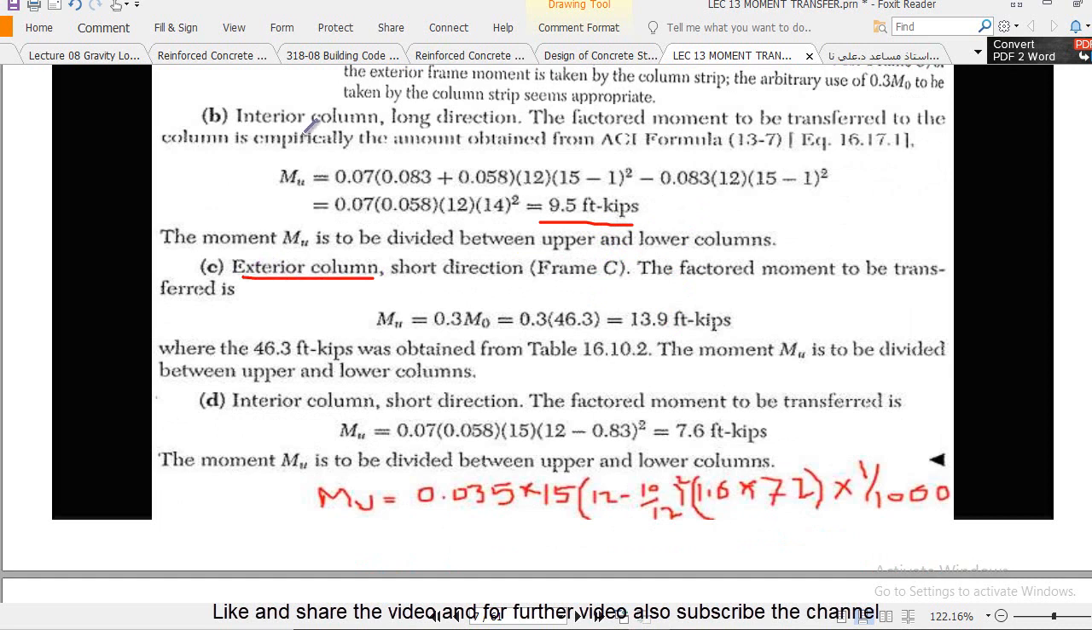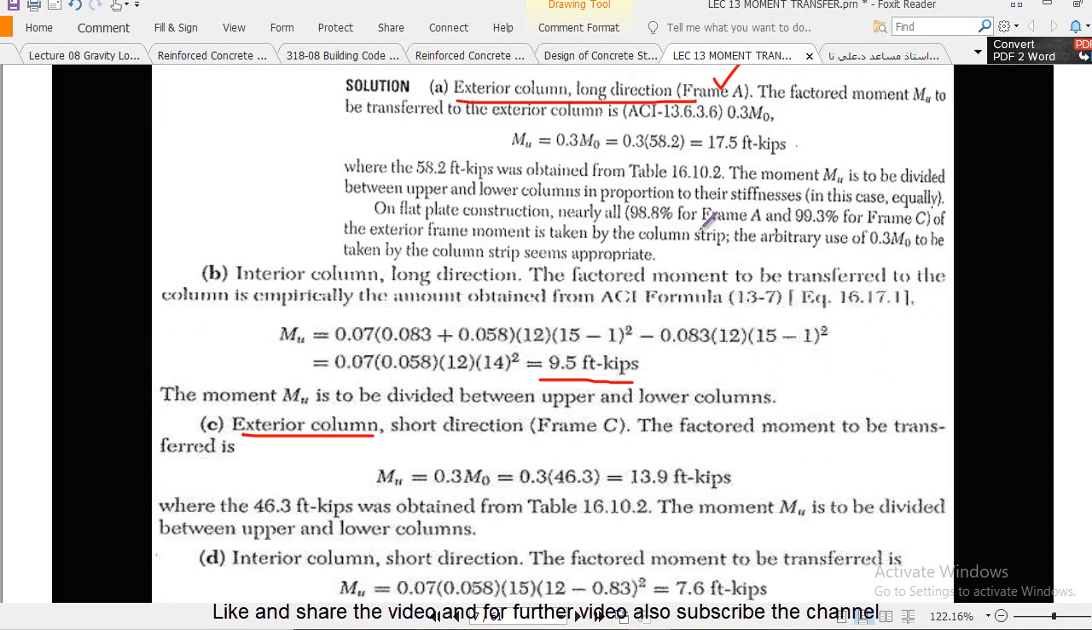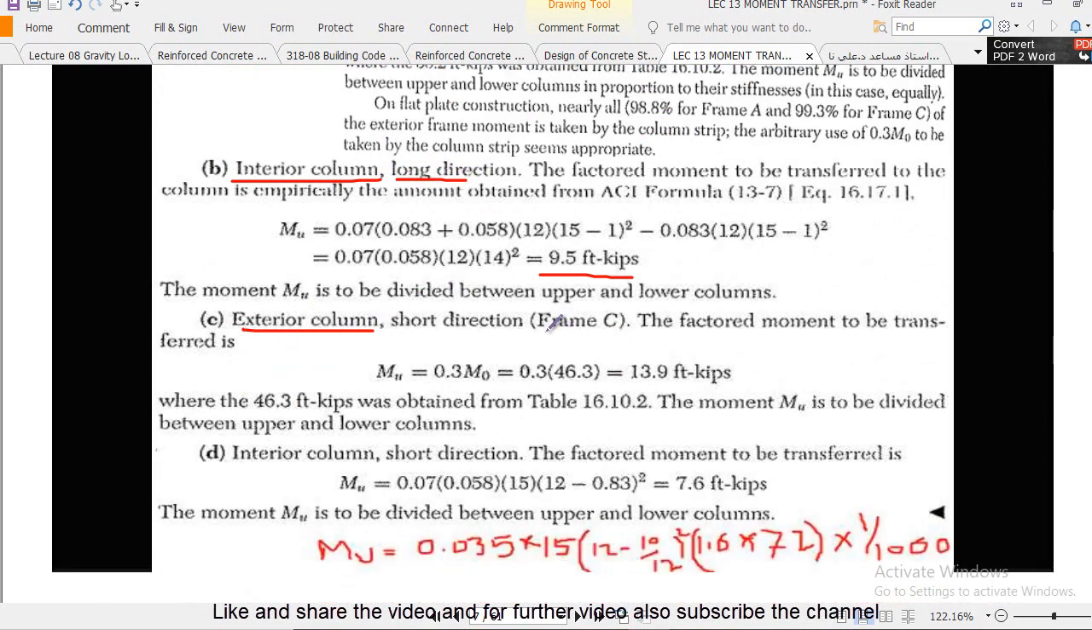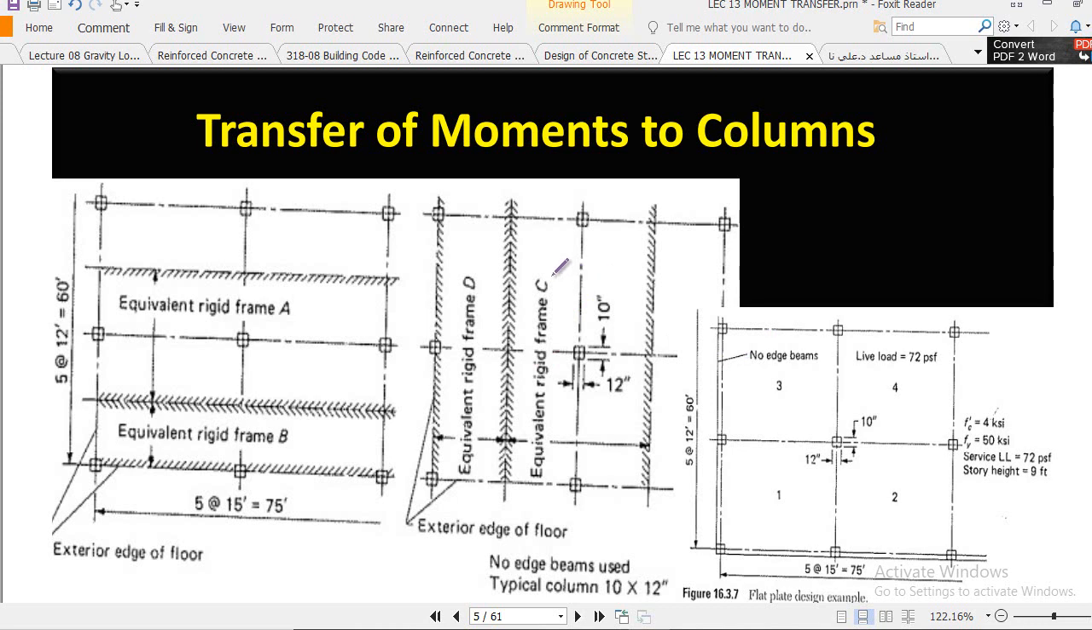Now we see the calculation for the exterior column for frame A. Similarly for the interior column for frame A, this is also for frame A. Now for the exterior column, for frame C, which is the exterior frame in the short direction. This is the interior frame in the short direction, and similarly this is the interior frame in the long direction.